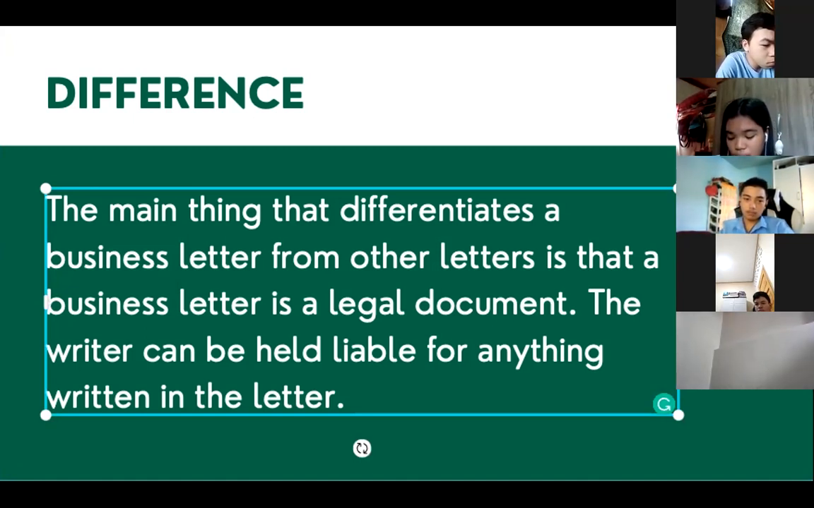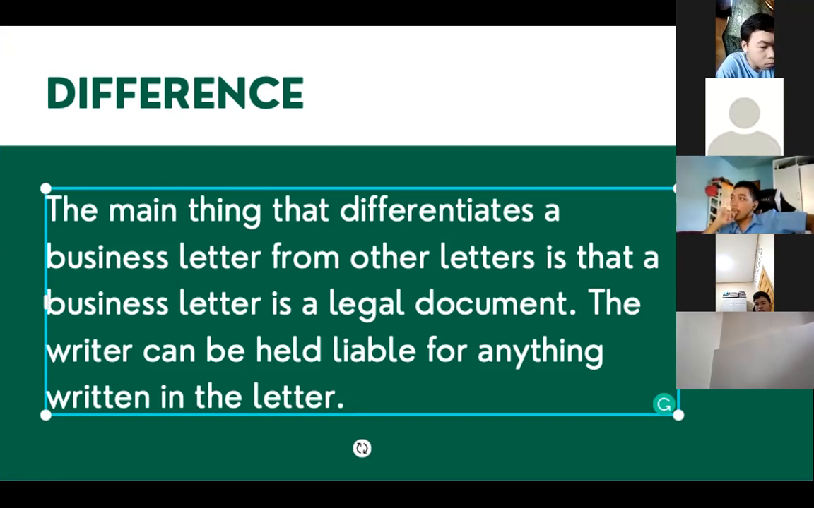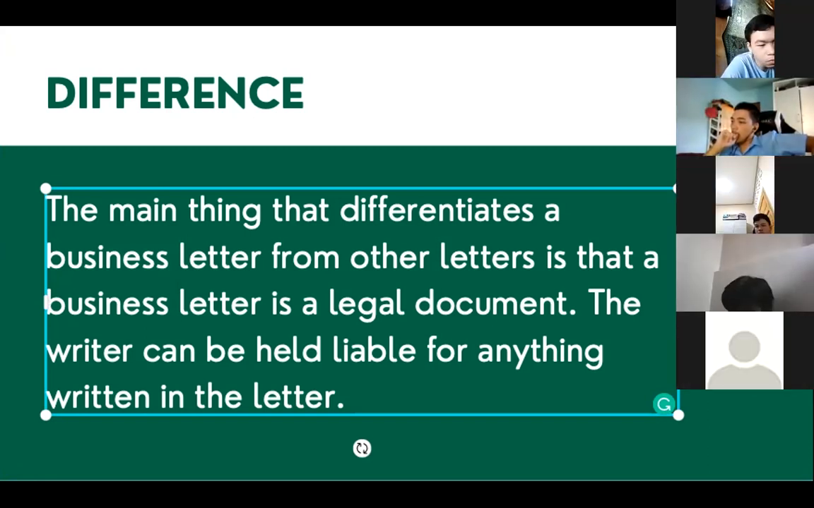For example, you make a promissory note that you will pay your tuition by the end of the month. That could be used in court because it is a legal document. A demand letter is also an example of a legal document. I'm just touching on one aspect of a business letter as opposed to a personal letter. Later on, we will be discussing other differences between business letters and other letters, including personal letters.